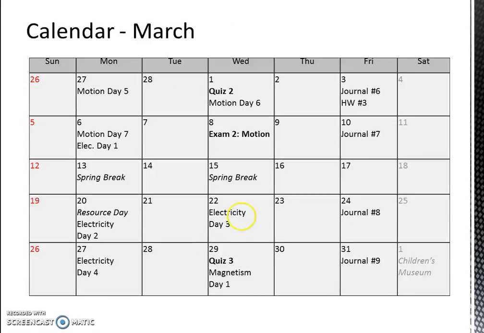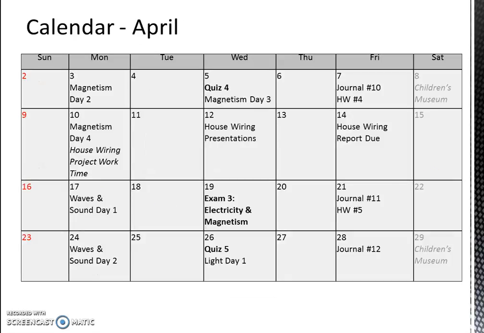As we get into March, we've also got spring break, and we start looking at electricity and magnetism. And April is where things get a little bit busy because we also have that house wiring project. We have some children's museum dates in there, and we'll also be having an exam on electricity and magnetism.